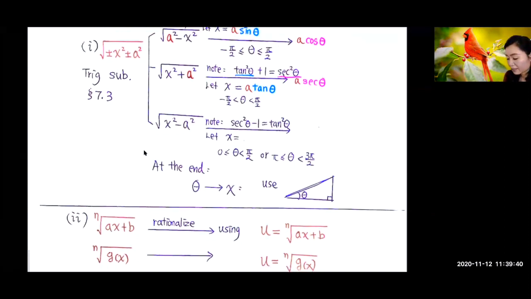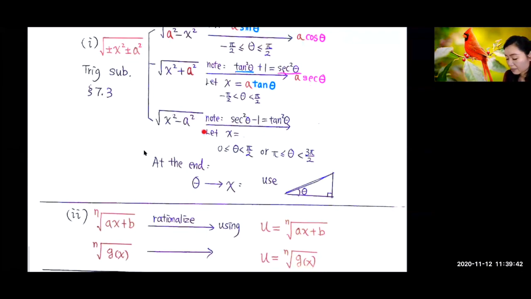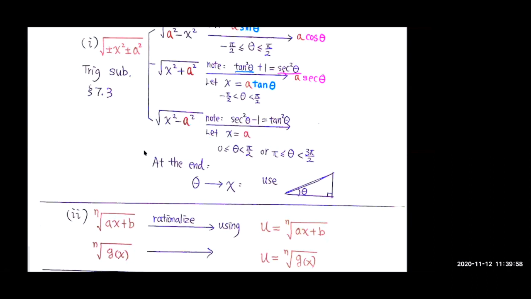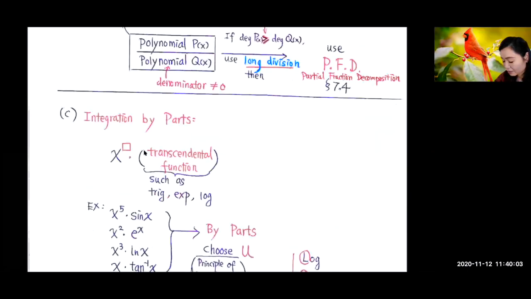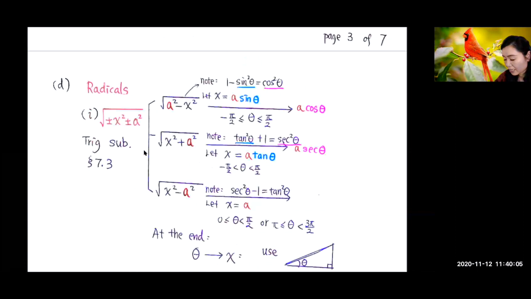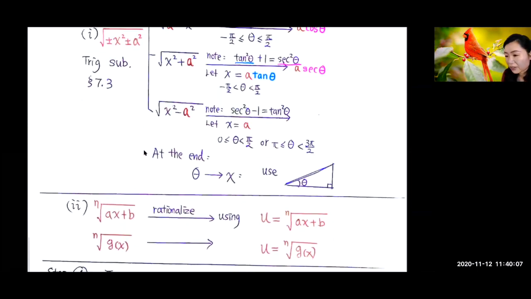All right. Now the next one. So you think about this identity over here. So let x equal to what? A secant theta? Hold on, sorry, I moved too fast. So this reminds you of this identity.